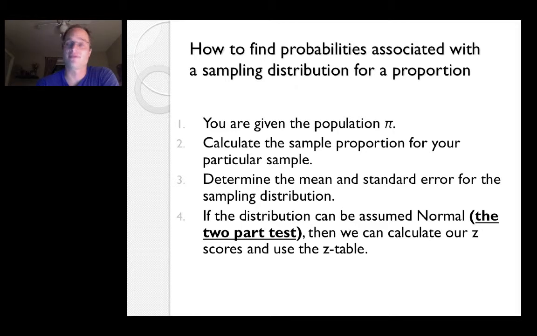You need to calculate your sample proportion p bar for a particular sample, and then determine the mean and standard error for the sampling distribution, following those previous formulas. And if the distribution can be assumed normal, the two-part test is satisfied, then we can calculate our z-scores and use the z-table.